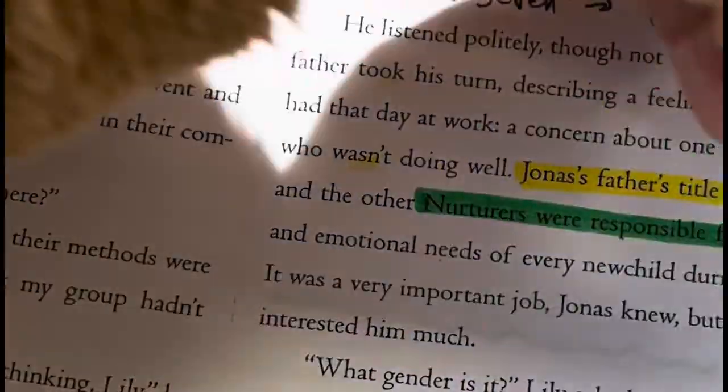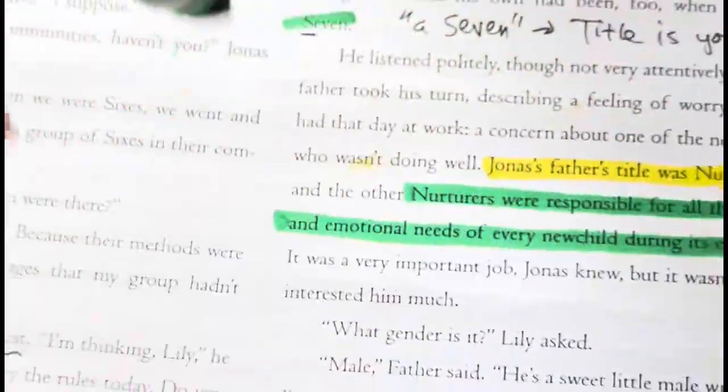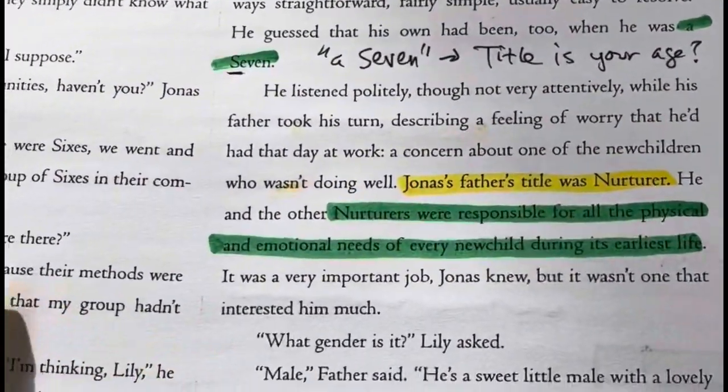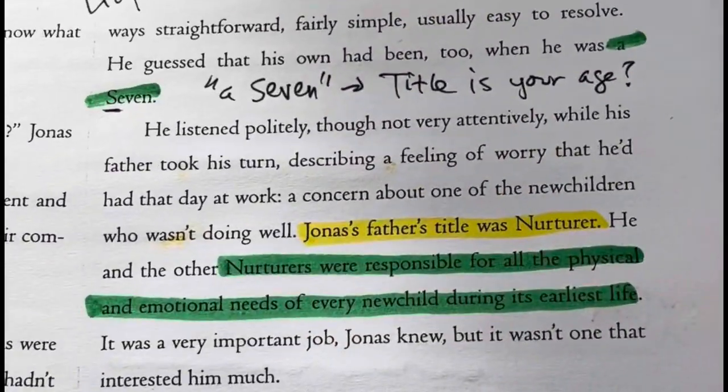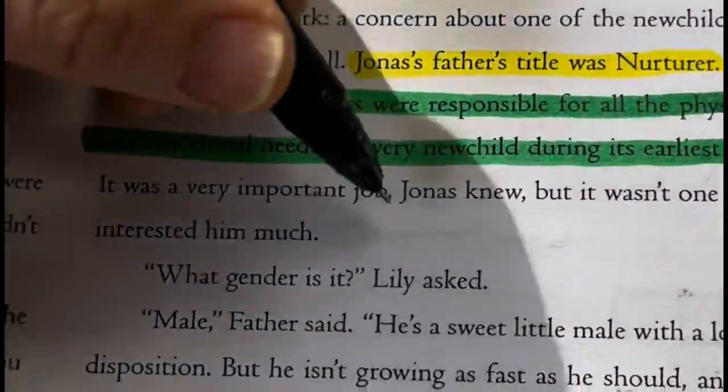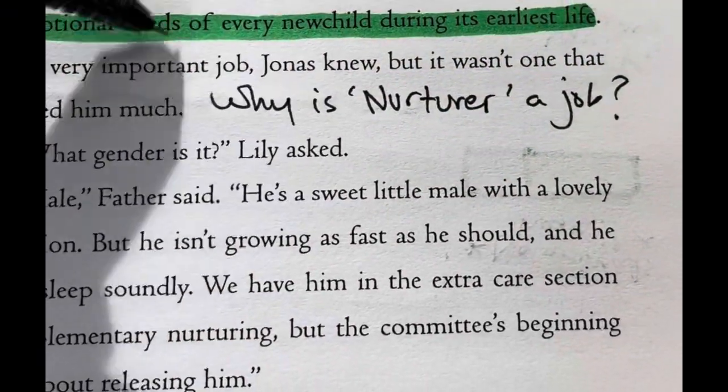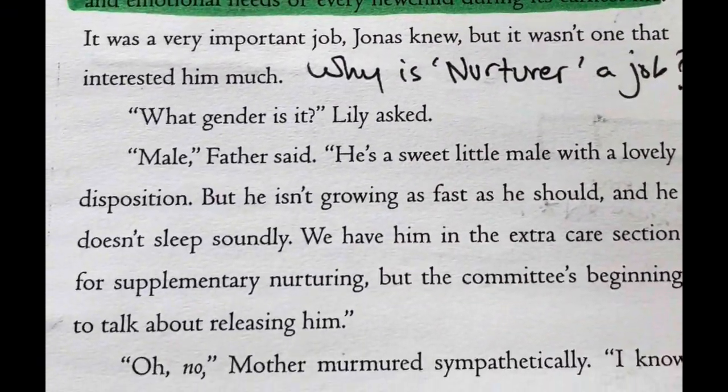So I'm just going to note that. So that's nurturer job responsibility. So what does that mean? People don't just have their own babies? I'm just going to put a question. Maybe it'll get answered later. Why is nurturer a job?